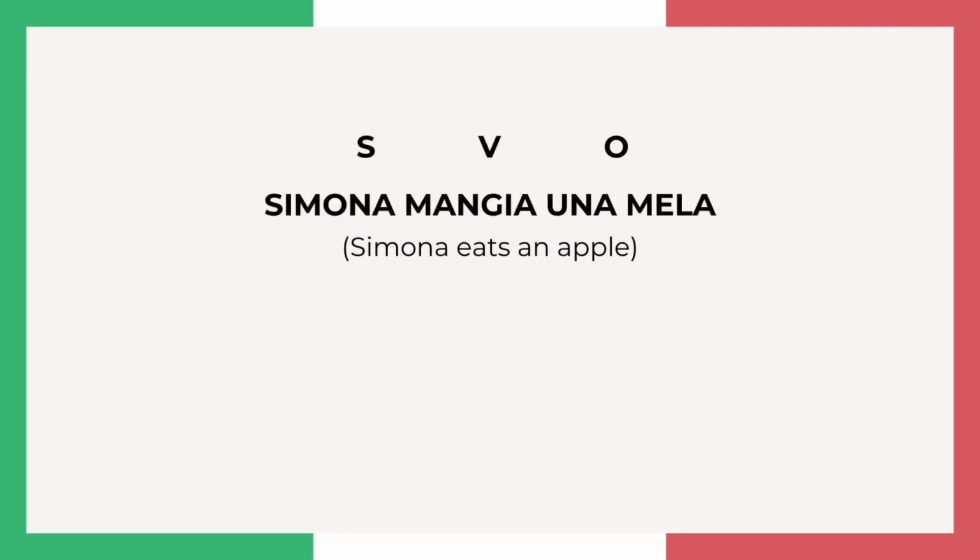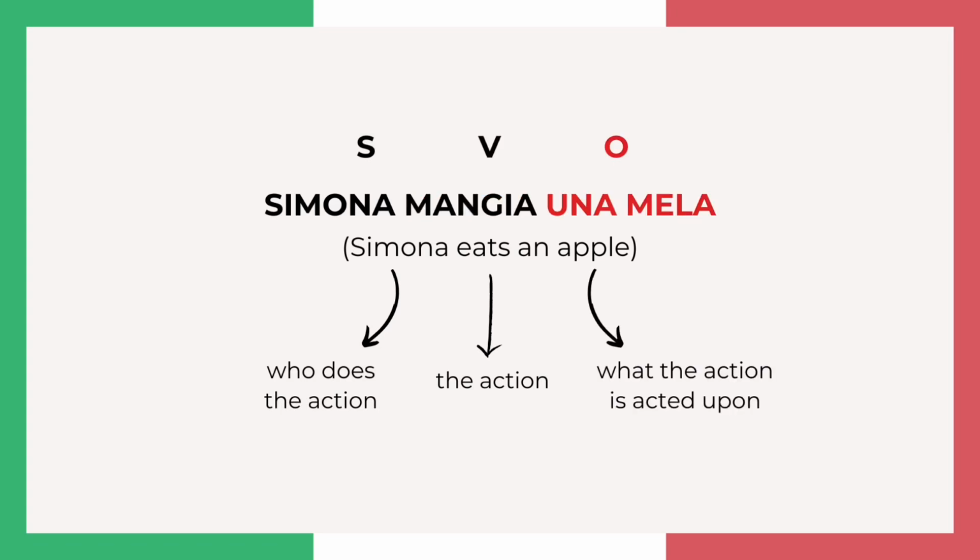Let's make an example. Simona mangia una mela. Simona eats an apple. Simona is the subject, the person who does the action, so it's the first element of the sentence. The verb tells us about the action the subject is doing, in this case, eating. And finally comes the object, which is the element of the sentence that the action is acted upon. Simona mangia una mela. And this is the basic sentence structure in a nutshell.